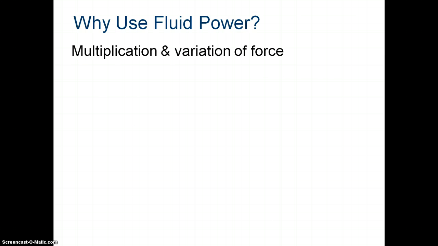So why do we use it? We use it for a lot of different reasons. One of the main reasons is that it multiplies and provides a variety of controlled forces. Outputs can be very closely controlled and they can provide a large amount of power. It's very easy and accurate to control, so you can start and stop, accelerate, decelerate, go in reverse, or position large forces with great accuracy.